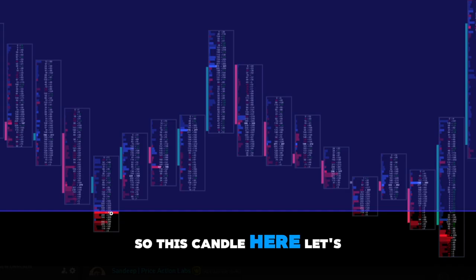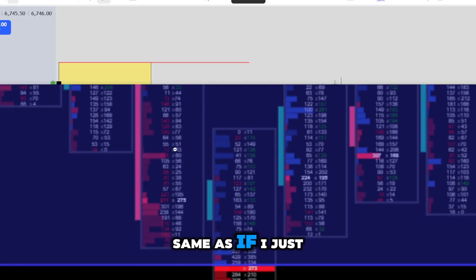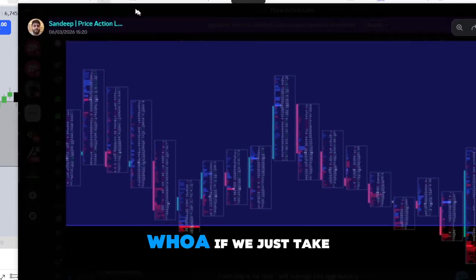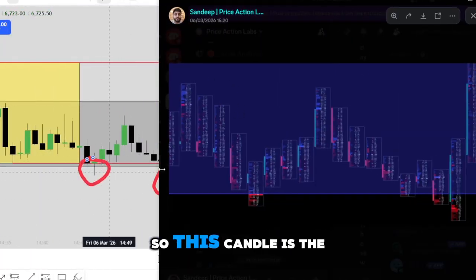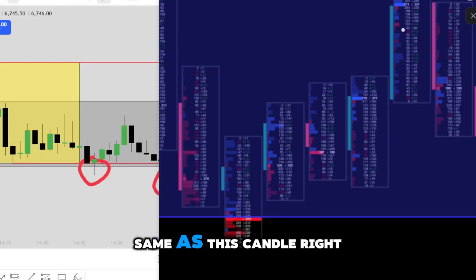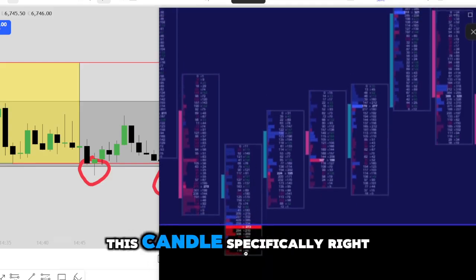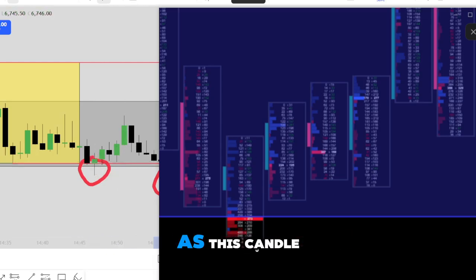This candle here, let's break this down. What does this candle represent? This candle is the same as, if I just bring these next to each other, if we take a look at this candle here, this candle is the same as this candle. What was going on in this candle specifically? This is what's so interesting. This candle is the same as this candle.